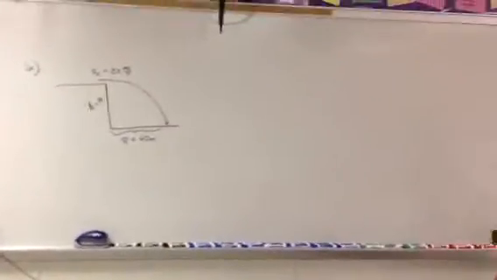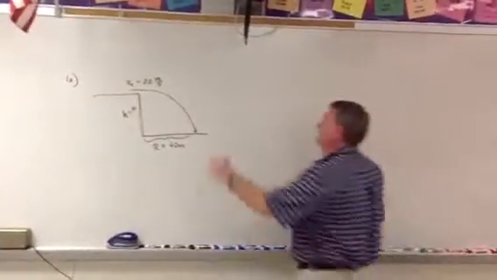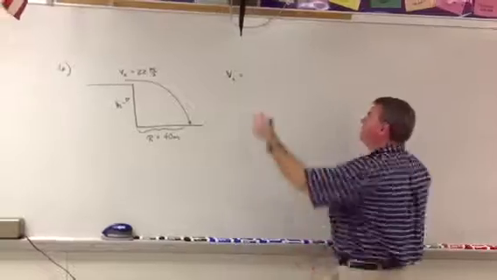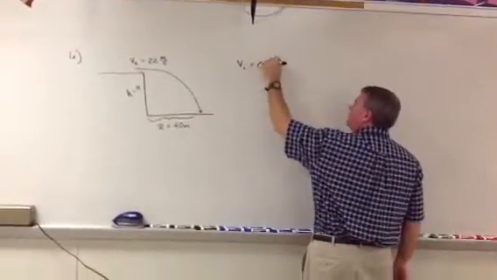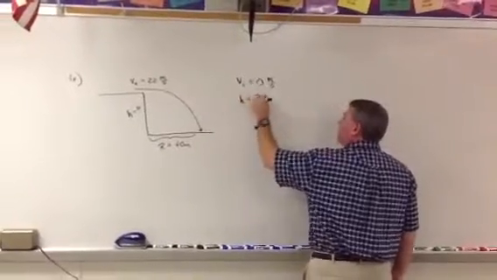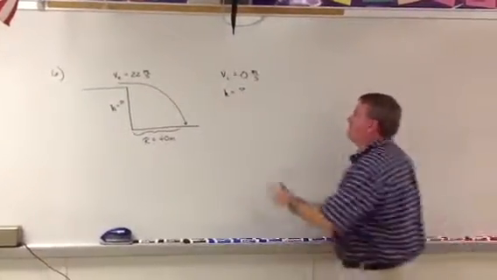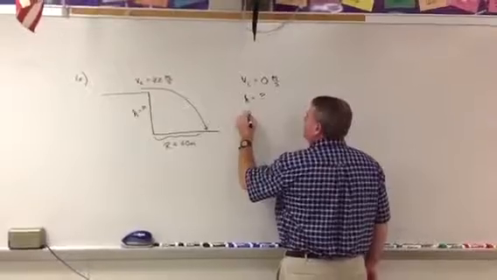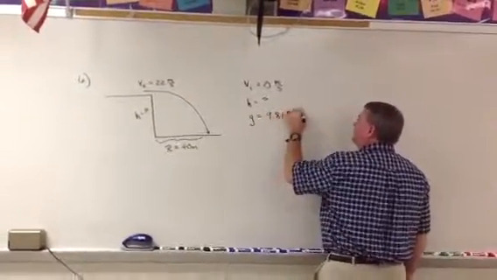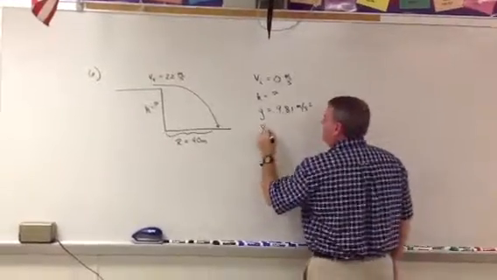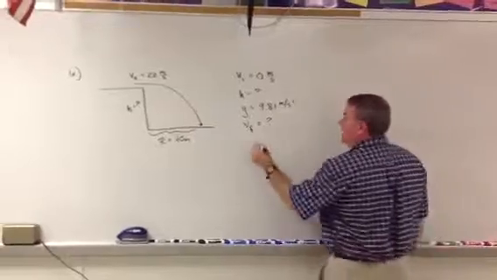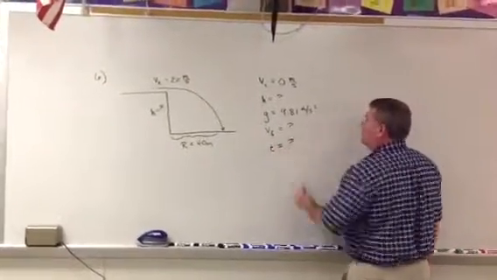What is the initial velocity in the y direction? 0. Okay, thank you. The initial velocity in y direction is 0 meters per second. The height that it's going to fall, we don't know. The gravity is 9.81. Final velocity at which it hits the ground, we don't know. And the time that it takes to fall, we also don't know.